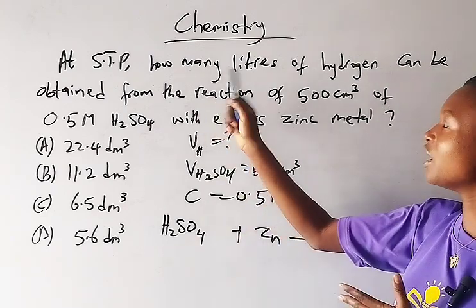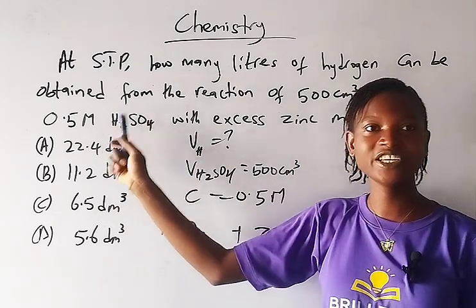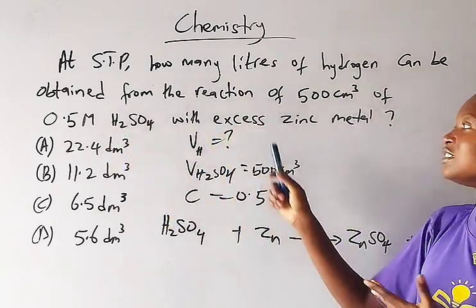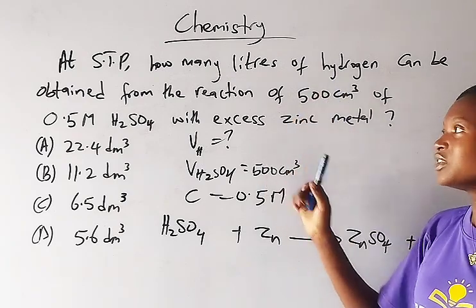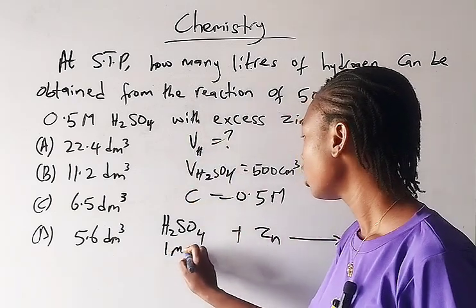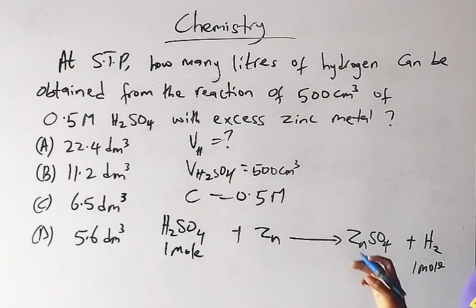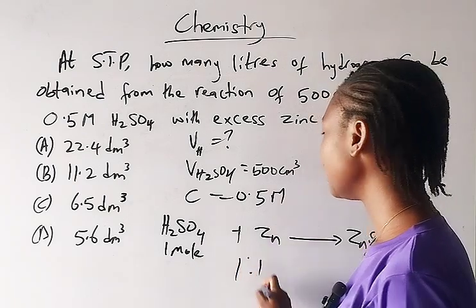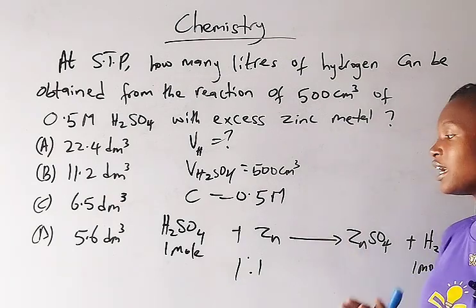If you see this place now, we are asked for hydrogen and the information of H2SO4 is given instead of zinc. So assuming it is zinc that we are given the information, that will be hydrogen and zinc. But here, that is hydrogen and H2SO4. So 1 mole of H2SO4 produces 1 mole of hydrogen. So that means they are in ratio 1:1. Do you get that?